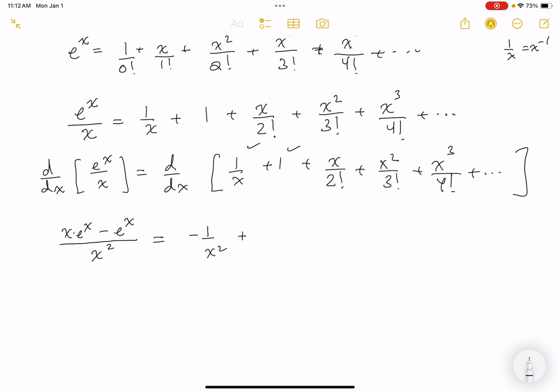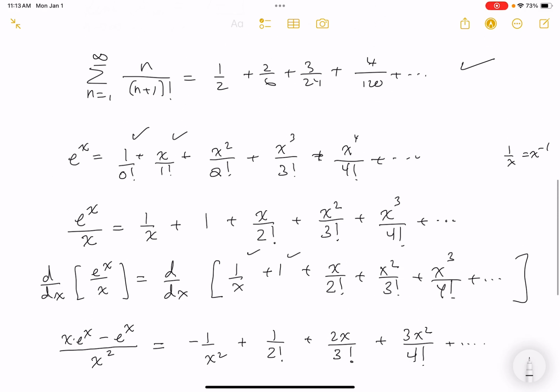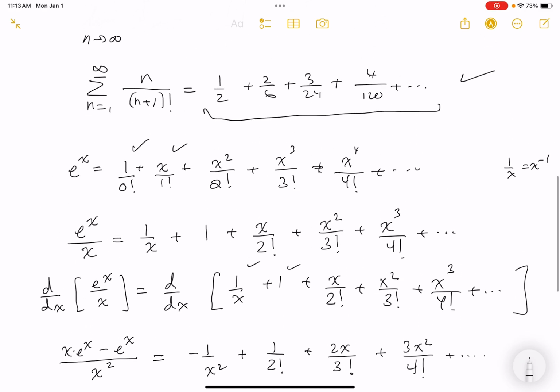The derivative of the next term is going to be, let's see, 1 over 2 factorial, right? What's the next one going to be? 2x over 3 factorial plus 3x squared over 4 factorial plus yada, yada, yada. All right? I'm kind of looking at this and I'm still wondering, is this going to produce what I want up here? And I think it is.